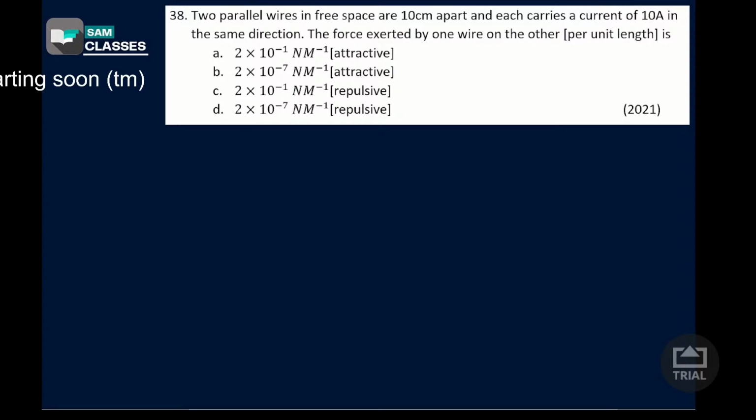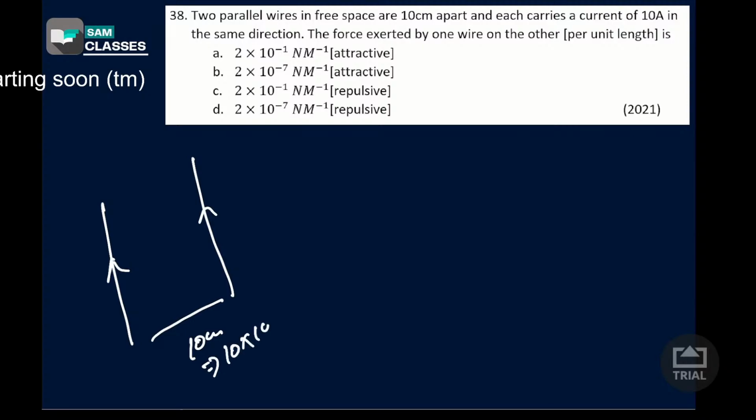Okay? Yes, sir. So let's see the first question. A lot of people have said correct. Two parallel wires are there in free space, 10 centimeter apart, which is equal to 10 into 10 power minus 2 meter. Now current is 10 amps in the same direction. So we know if they are in the same direction, they'll attract each other.